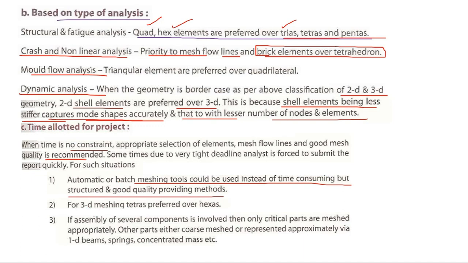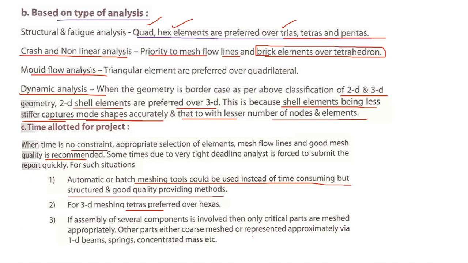That's what it's telling. For 3D meshing, tetras are preferred over hexas. If an assembly of several components is involved, then only critical parts are meshed appropriately. Other parts are either coarsely meshed or represented approximately via only element beams. So what it means is that whenever we study a critical area, we give more importance and a more fine-tuned mesh, but other areas we can approximately represent.